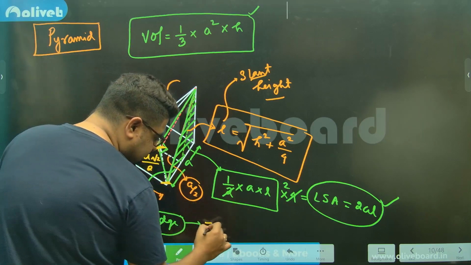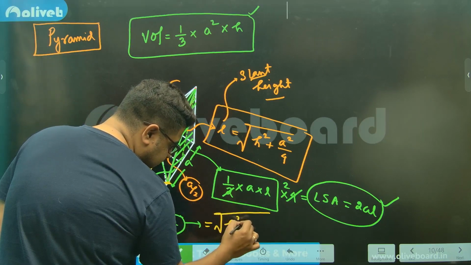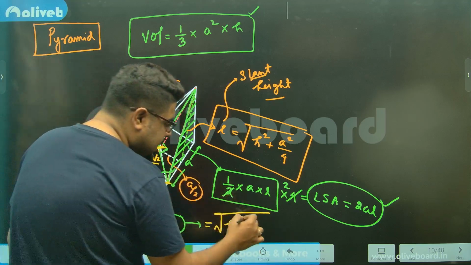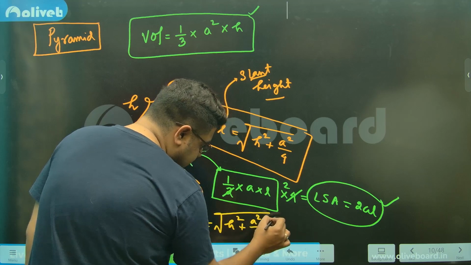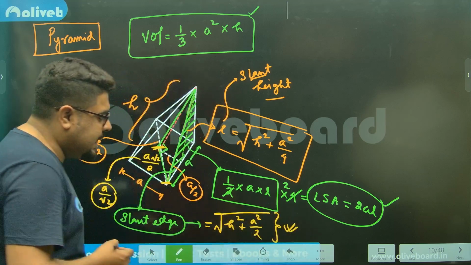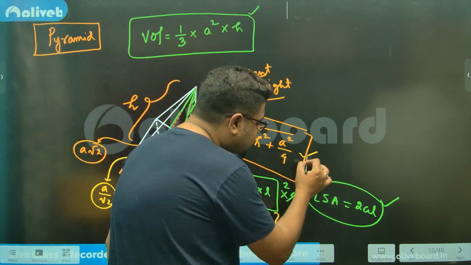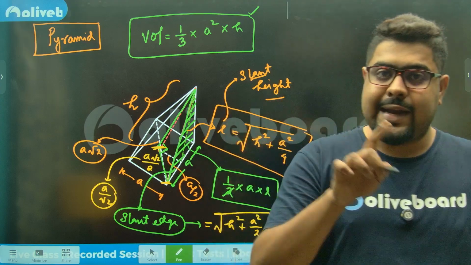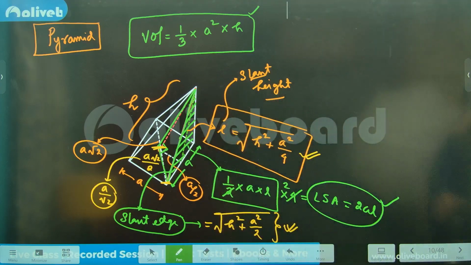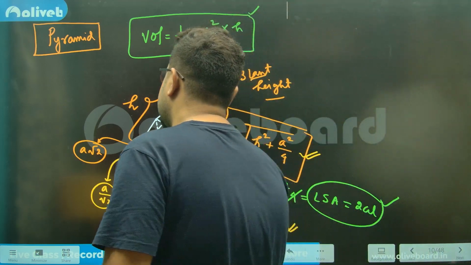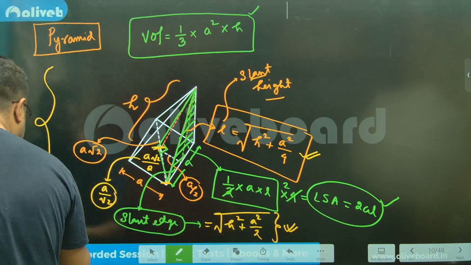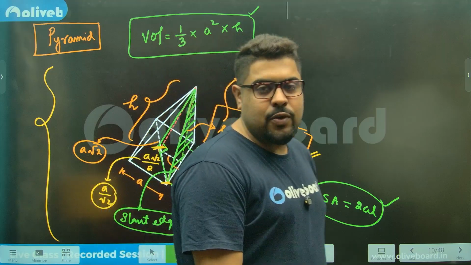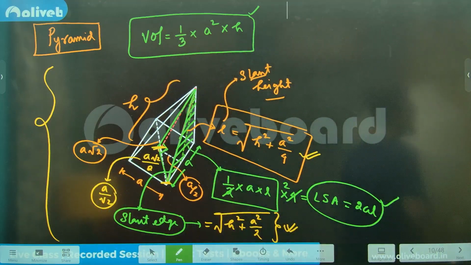So slant edge will be root over of h square plus a by root 2 whole square, meaning a square by 2. Don't get confused between a square by 2 and a square by 4. One is slant edge, one is slant height. Slant edge is always greater than slant height. That's why by 2 in edge and by 4 in slant height. This is all you need to know from pyramid. Nothing more is required. If you know this much, you can answer anything. But have the concepts ready.